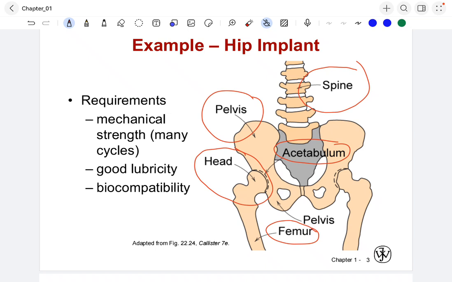So what are the requirements for the hip implant? Usually the requirements are mechanical strength through many cycles, good lubricity, and biocompatibility.